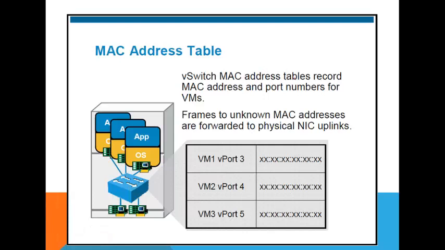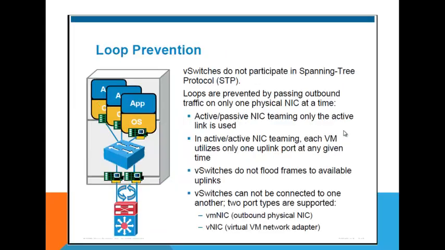The virtual switch records the MAC address and the port number for VMs. Frames to unknown MAC addresses are forwarded to the physical NIC. As I already told you, the MAC address table will not maintain MAC addresses for the external hosts, only for the internal VMs. So all unknown MAC addresses belong to external hosts. They have only one gateway to send out, the layer 2 gateway, that is the NIC card. It sends through the NIC card out.